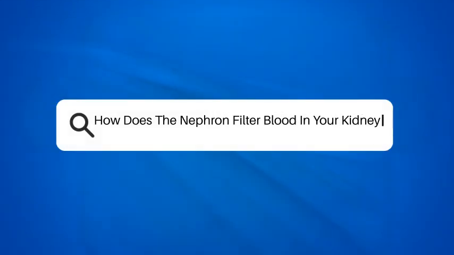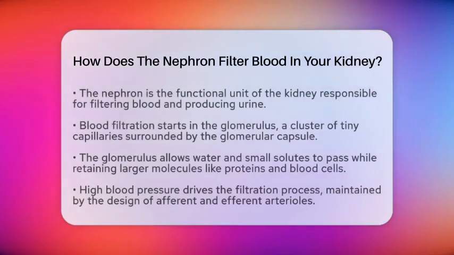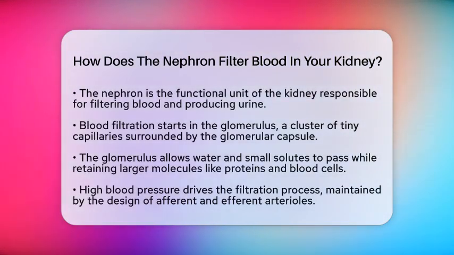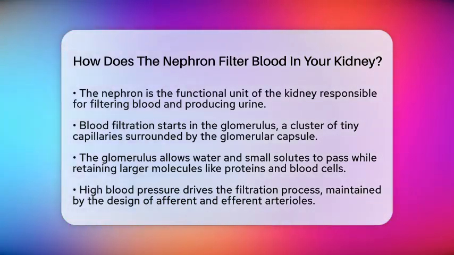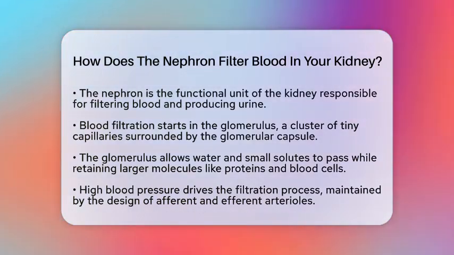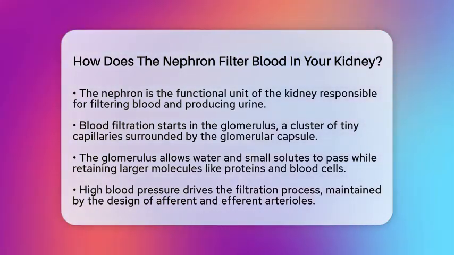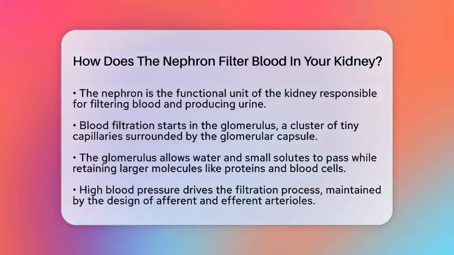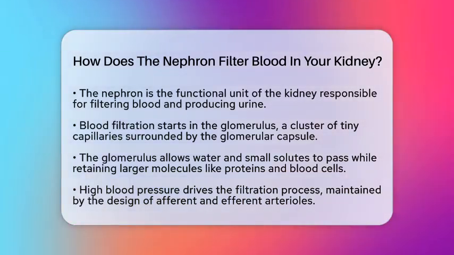How does the nephron filter blood in your kidney? Have you ever wondered how your kidneys manage to filter blood and produce urine? The nephron, the functional unit of the kidney, plays a vital role in this process. Let's break it down step by step.